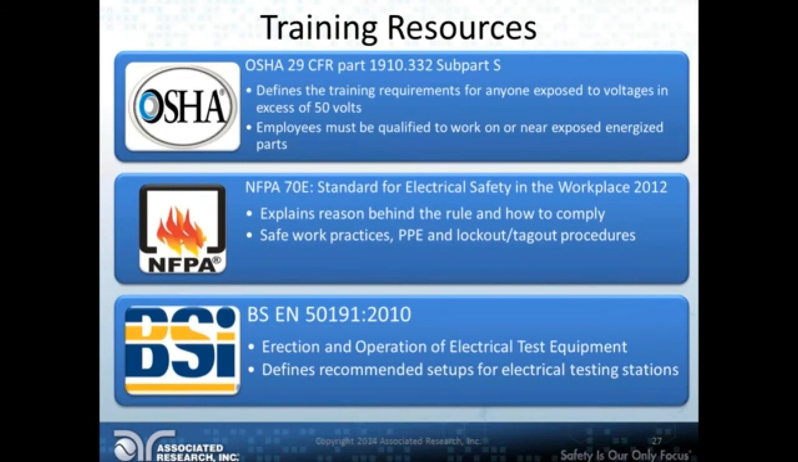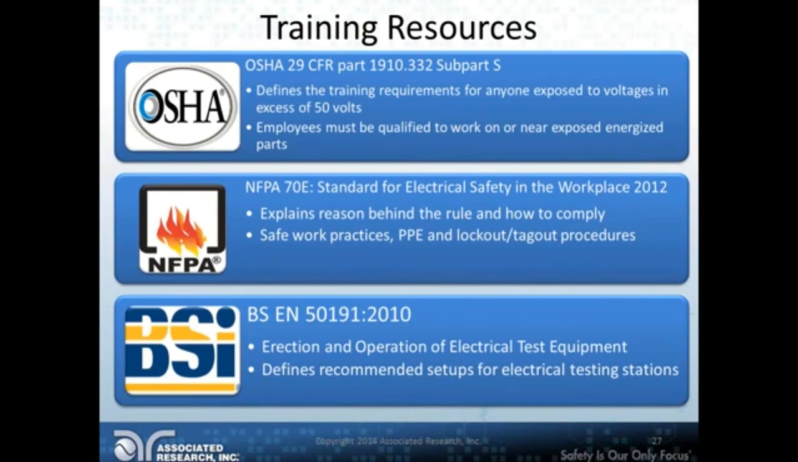NFPA 70E, which is National Fire Protection Agency. OSHA bases a lot of their stuff off of this particular document. It's a book. You can buy it. It's not very expensive, and I recommend that you have the most updated version, which I believe is 2012, on hand at any time. This explains reasons behind the rules and how to comply. It's safe work practices, PPE, and lockout tagout procedures. It's basically the Bible of safe testing and safe operations in the workplace. So if you have anything along these lines, I highly recommend you have this.